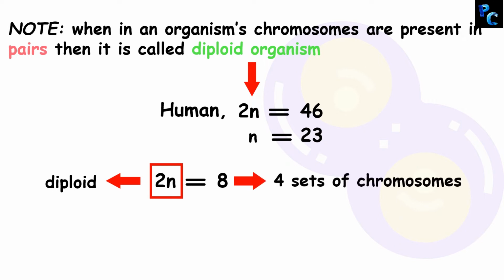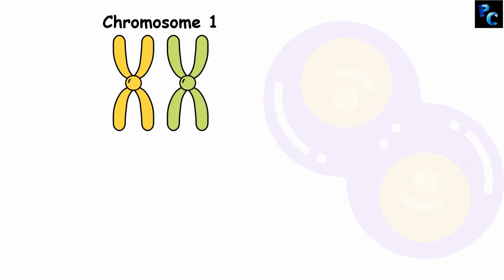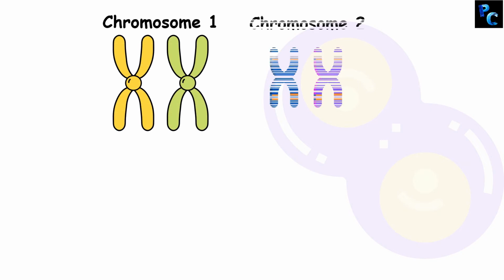They are in pairs. Now again, if I write n is equal to 8, it means that the organism is haploid and it has 8 chromosomes. They are not in pairs. When chromosomes are not in pairs, they are called haploid. Higher organisms are diploid, that is, they have paired chromosomes. So in humans, chromosome 1 will be in pair and chromosome 2 also will be in pair. But see, chromosome 1 looks completely different from chromosome 2.